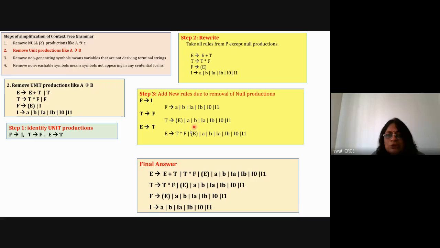So combine all the rules properly. You say E is equal to E plus T or all these rules. Then T is equal to T into F and all these rules. F is equal to capital E and all the rules. And I will remain the same. Okay, so combine them together and rewrite the answer. So this is done.